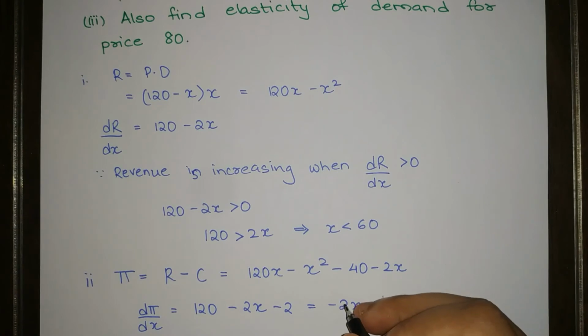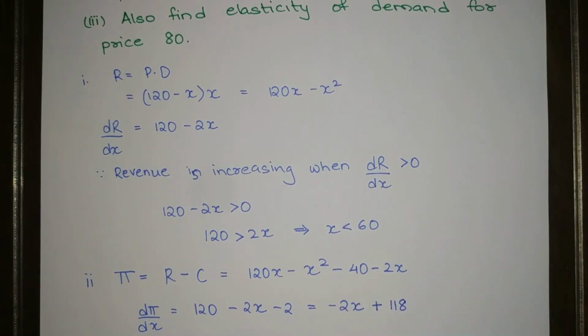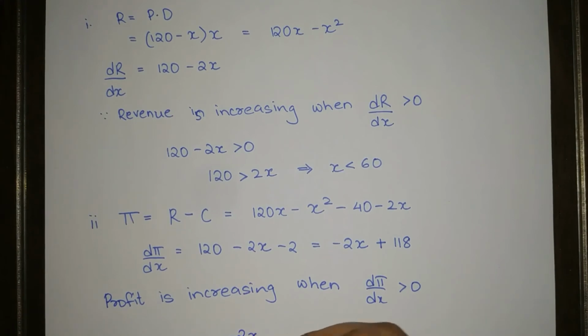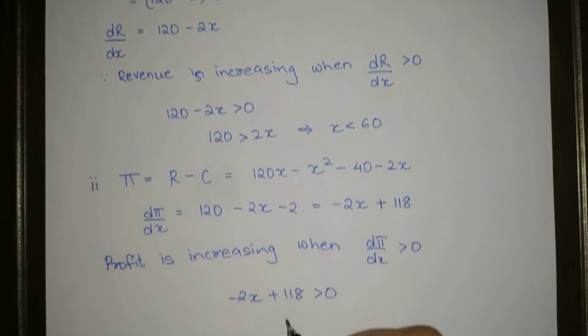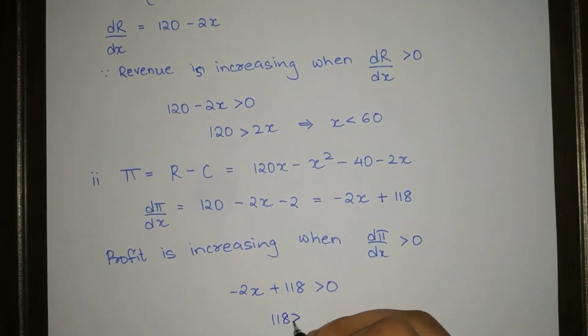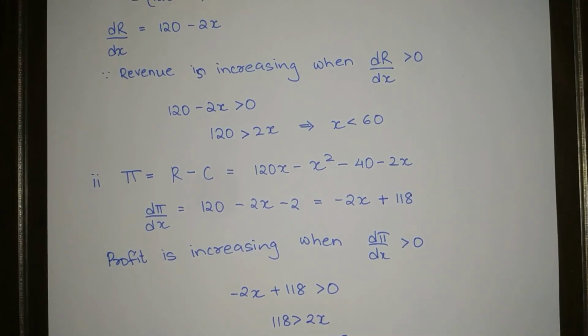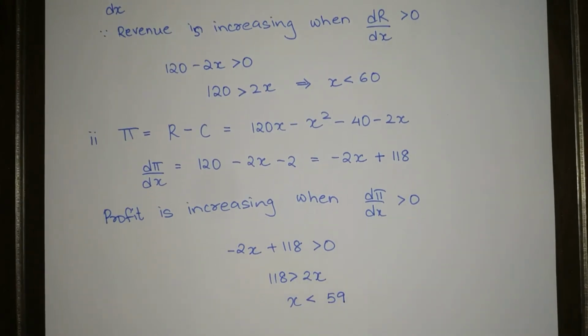So this is equal to minus 2x plus 118. Okay, and profit is increasing when 118 is greater than 2x, that is x is lesser than 59. Okay, that is when profit is increasing.